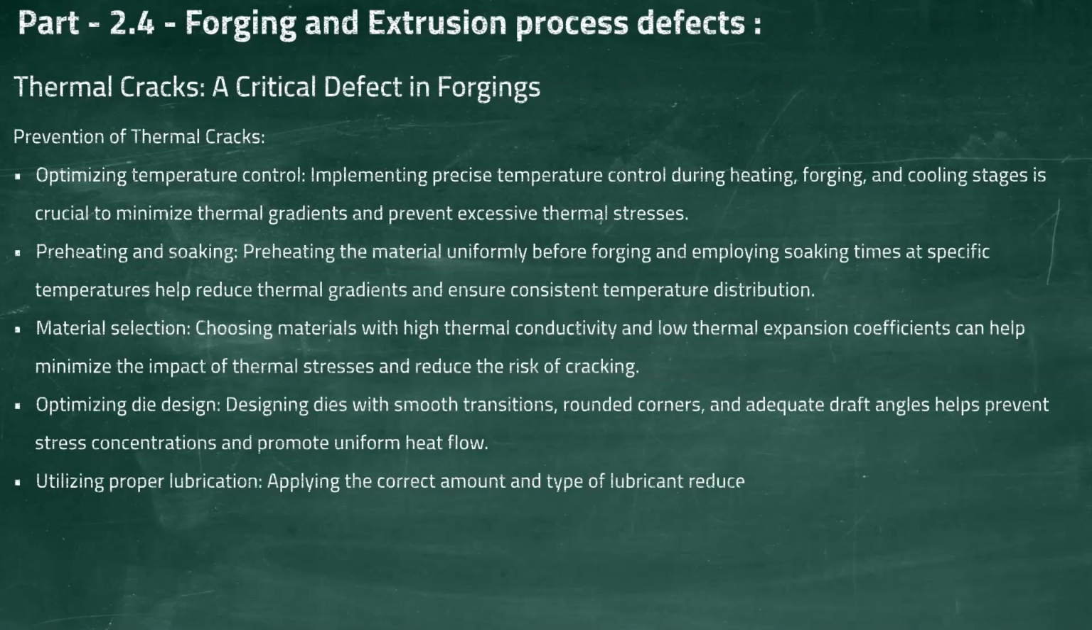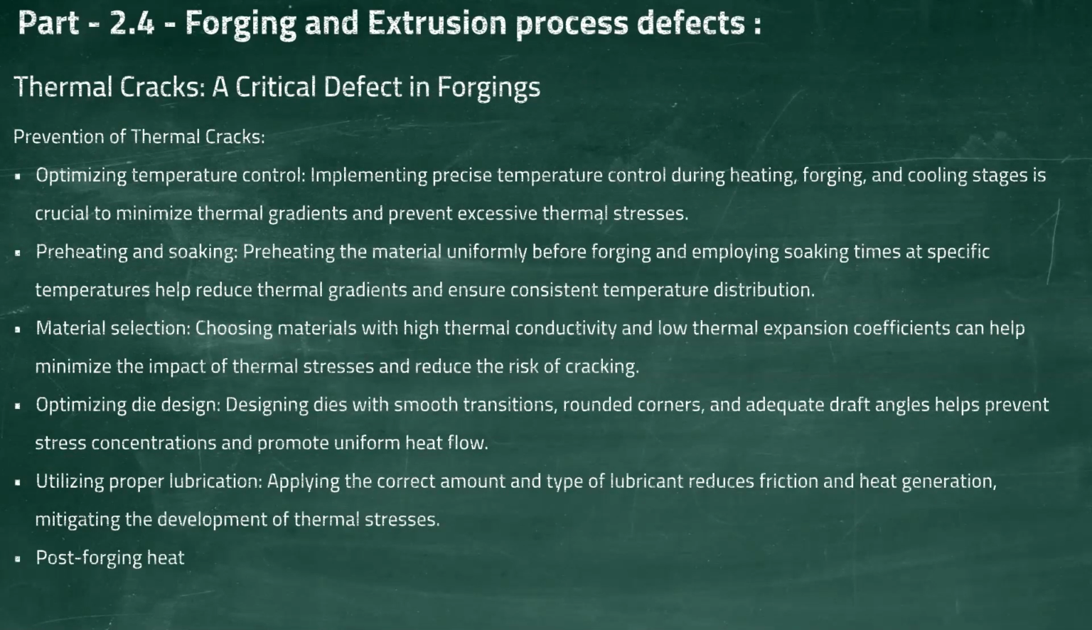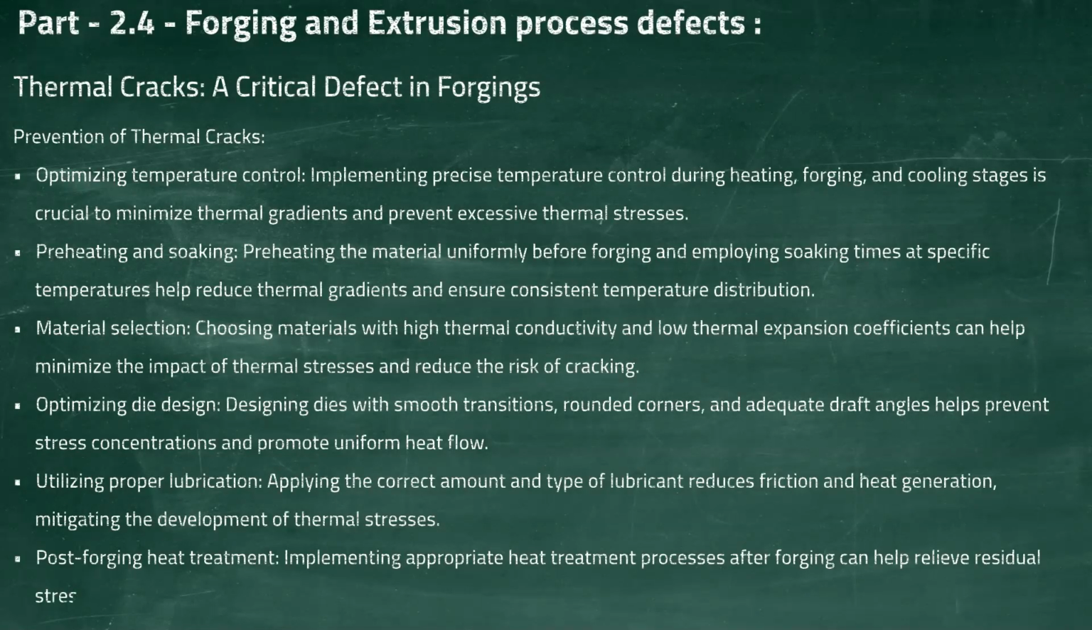Utilizing proper lubrication. Applying the correct amount and type of lubricant reduces friction and heat generation, mitigating the development of thermal stresses. Post-forging heat treatment. Implementing appropriate heat treatment processes after forging can help relieve residual stresses and improve the overall strength and ductility of the forged part.